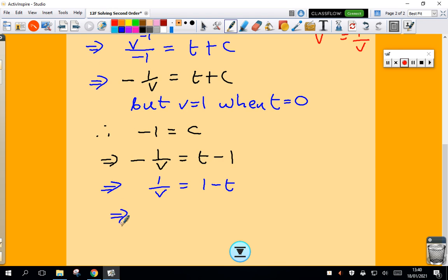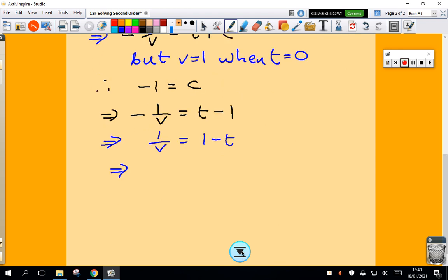And now I'm going to take the reciprocal of each side of that equation. So v over 1 is going to equal 1 over 1 minus t. I've just taken the reciprocals, flip the fraction on the left, flip the fraction on the right. Remember, of course, 1 minus t is just 1 minus t over 1. Okay, so I've solved for v in terms of t.